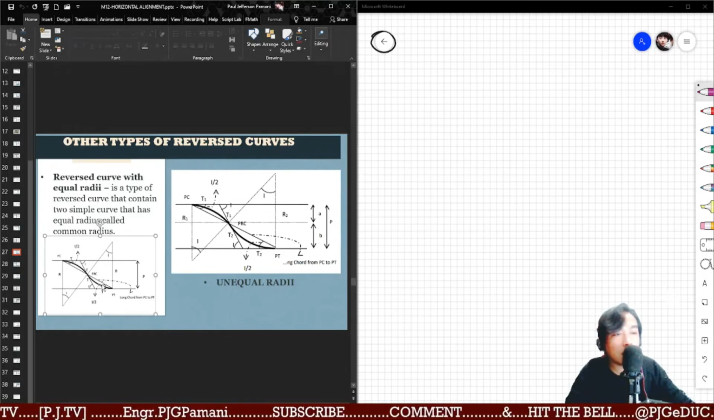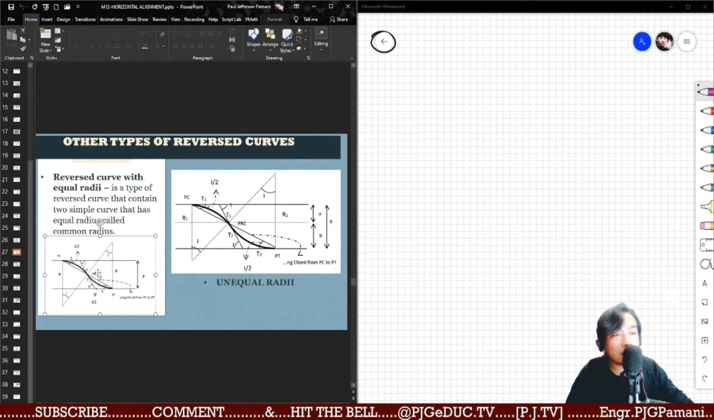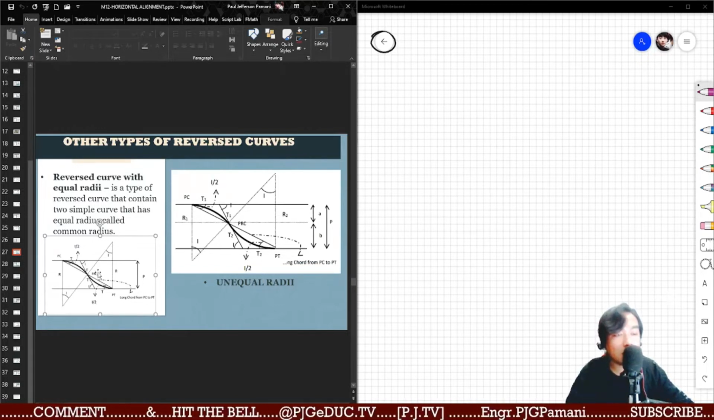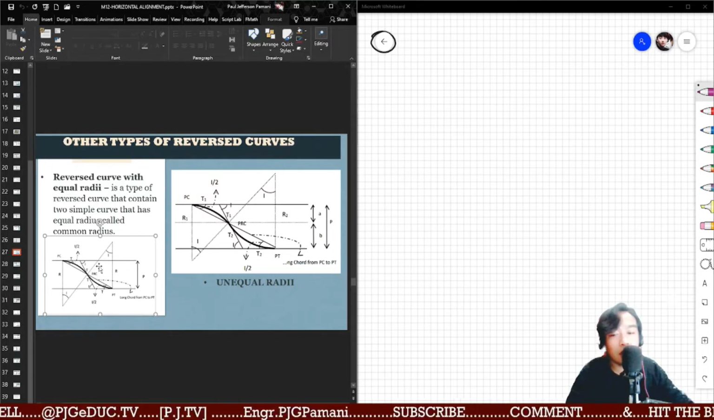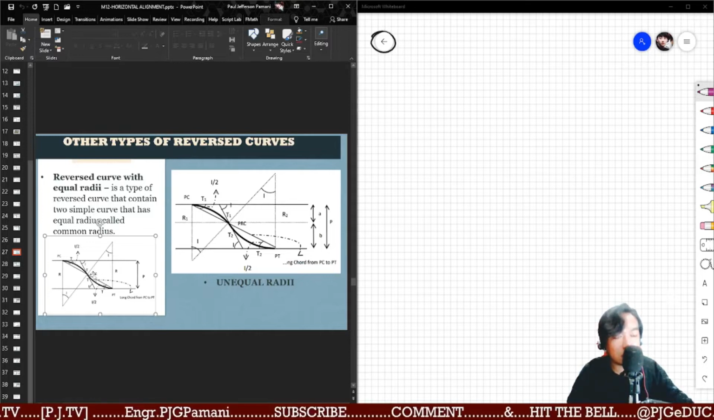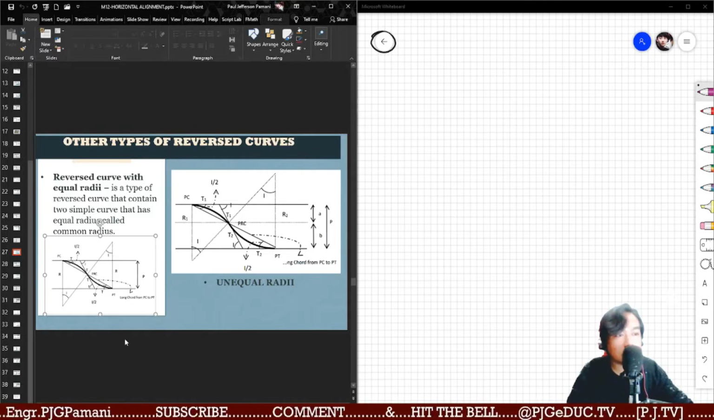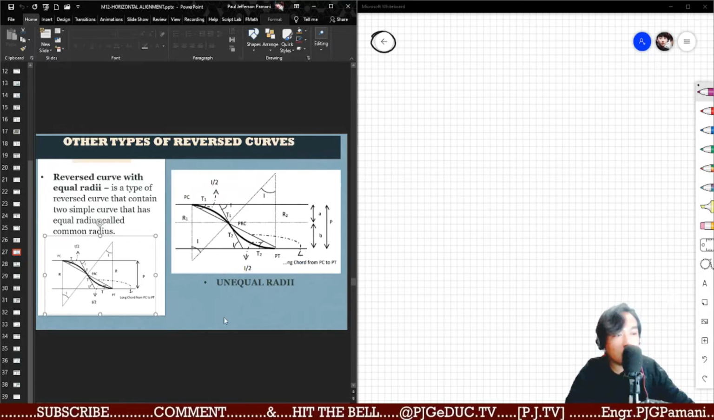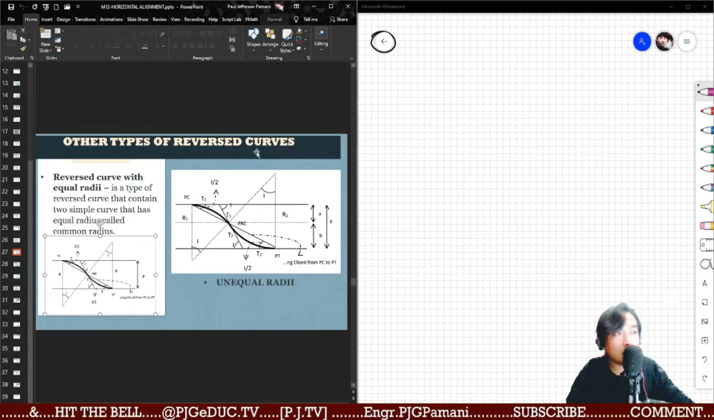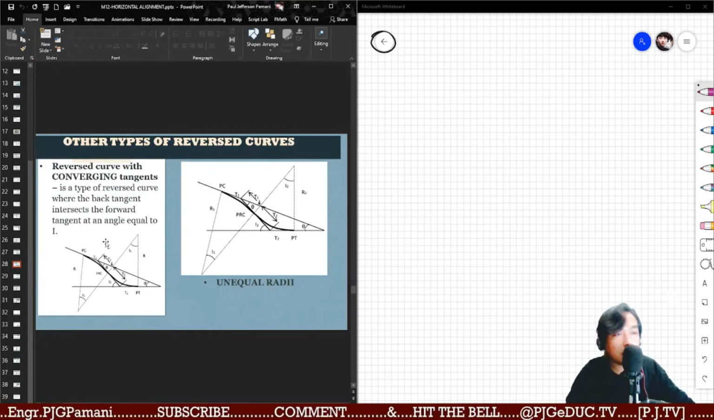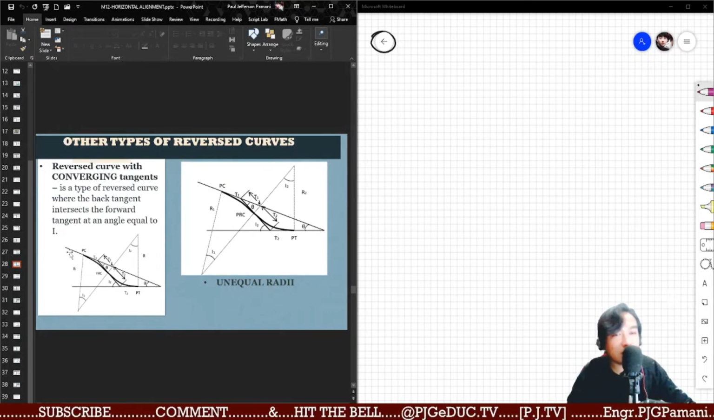Pag equal radii, most likely, they might have the same angle of intersection, the same tangent distances, or sometimes they have a different angle of intersection or tangent distances. Okay? Yan lang naman yung equal radii. Maintindihan nyo na rin yan pag mayroon na kayong nakitang problem na ganyan. Kaya nang mag-practice dyan.